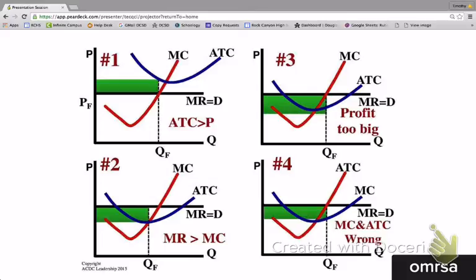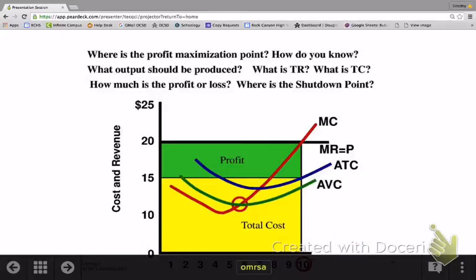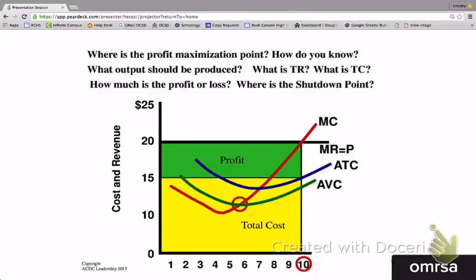And in the fourth one, marginal cost and average total cost are labeled incorrectly. What is shown as average total cost is the marginal cost curve, and what's shown as the marginal cost curve is the average total cost curve. So they're all wrong. Now, in this graph, where is the profit maximization point? Well, it's where MR equals MC. And those curves intersect at a price of $20 and a quantity of 10. Now, that's the output that we should produce.